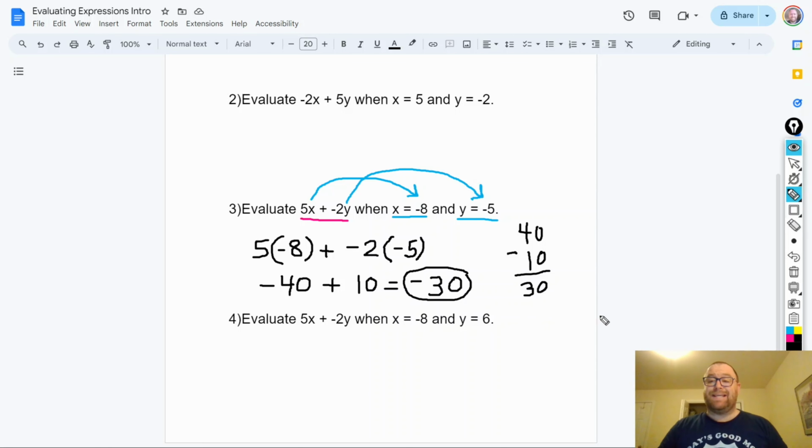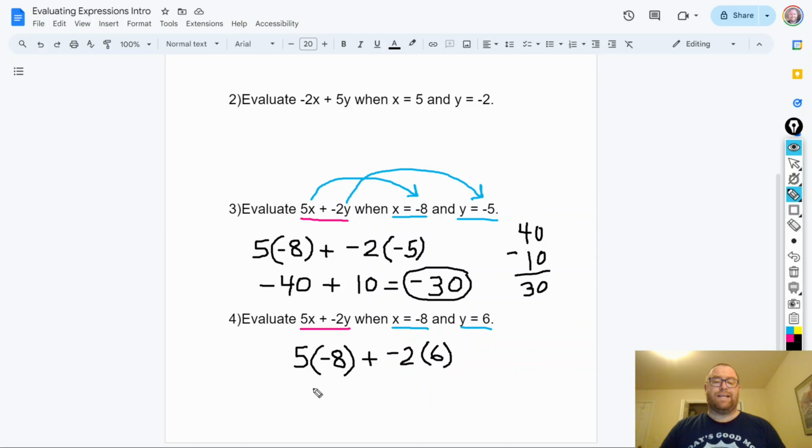All right. In this last one, we are going to evaluate the expression 5x plus negative 2y when x is equal to negative 8 and y is equal to 6. Okay, so very similar to the last one, same expression, but a different y value. Okay, so let's do that. So we're going to do 5 times negative 8 plus negative 2 times positive 6.